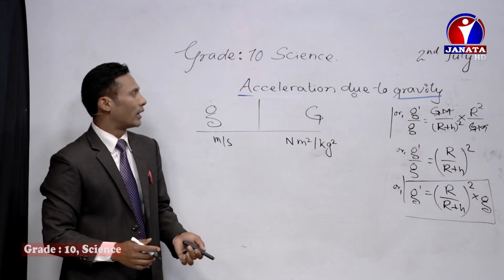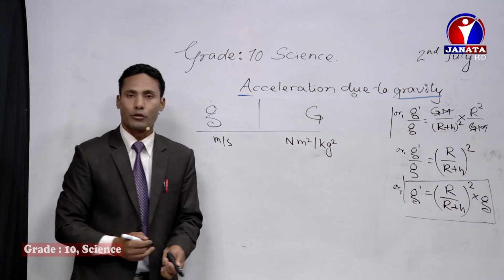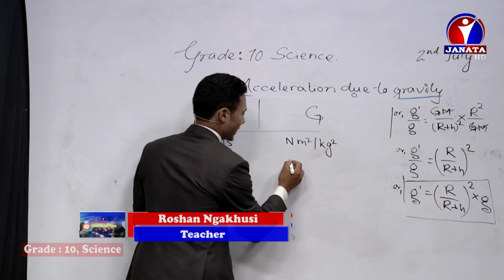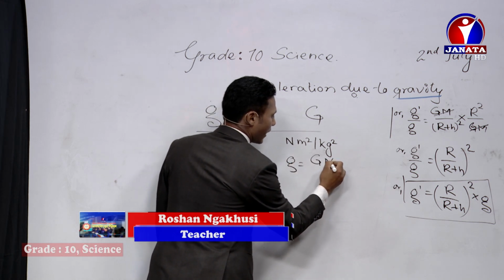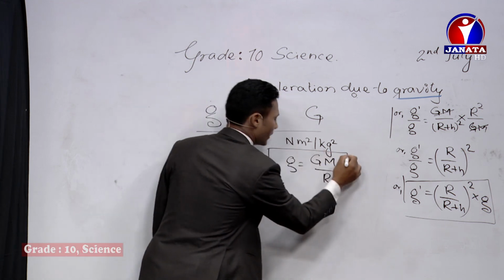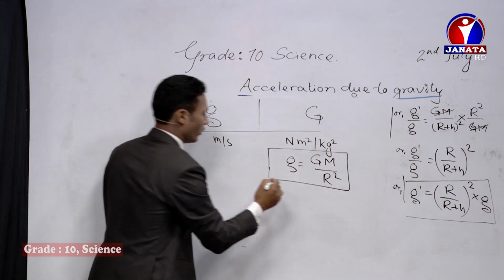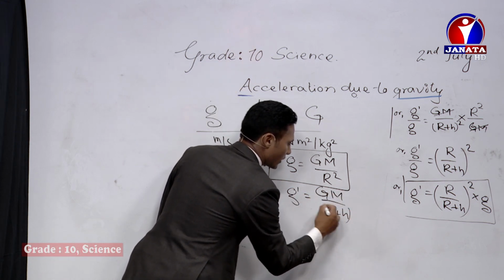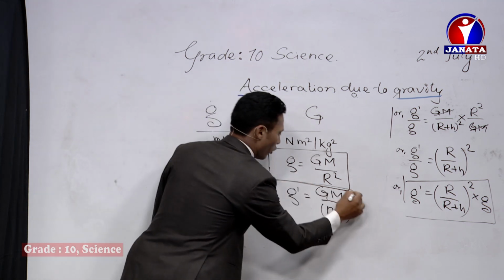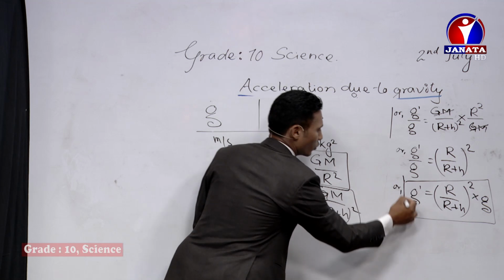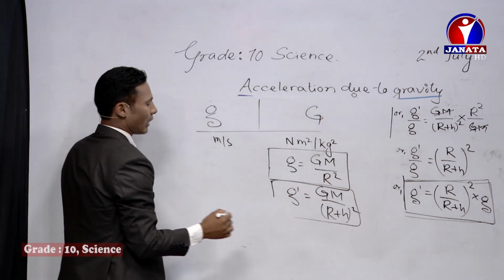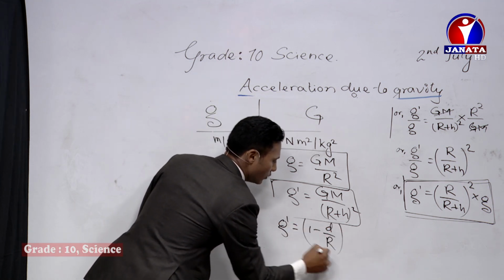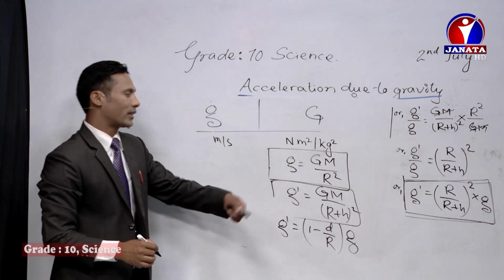Okay, so today we have discussed acceleration due to gravity, and some derivations we have done. We derived the formula g equals G M by R square, which we derived previously also and revised. Similarly, g dash equals G M by (R plus h) square, which we also derived today, and also the relation between these two. One more formula we have learned is g dash equals (1 minus d by R) into g. So these things we have learned today.